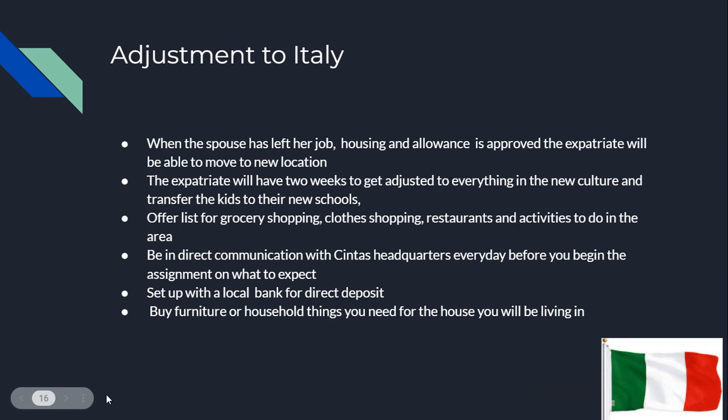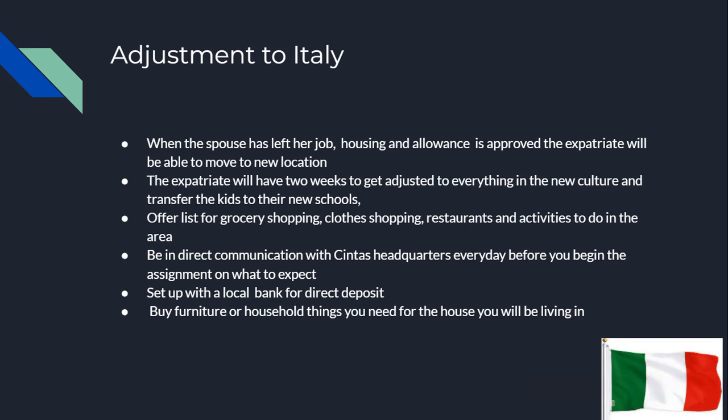Next, I'm going to discuss the adjustment to Italy. When a spouse has left her job, housing allowance is approved. The expedite will be able to move to the new location. The expedite will have 2 weeks to get adjusted to everything in the new culture and transfer the kids to their new schools. They will offer the expedite and his family a list of where you can go grocery shopping, clothes shopping, restaurants, and activities to do in the area while he's there.